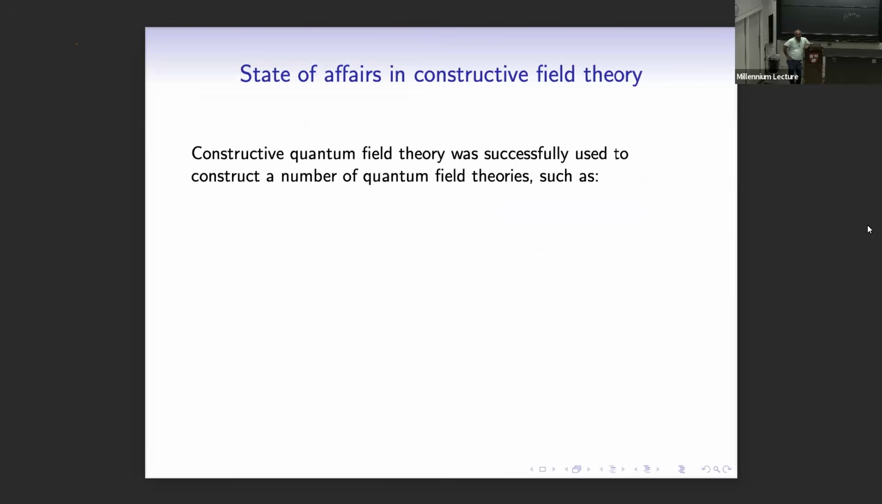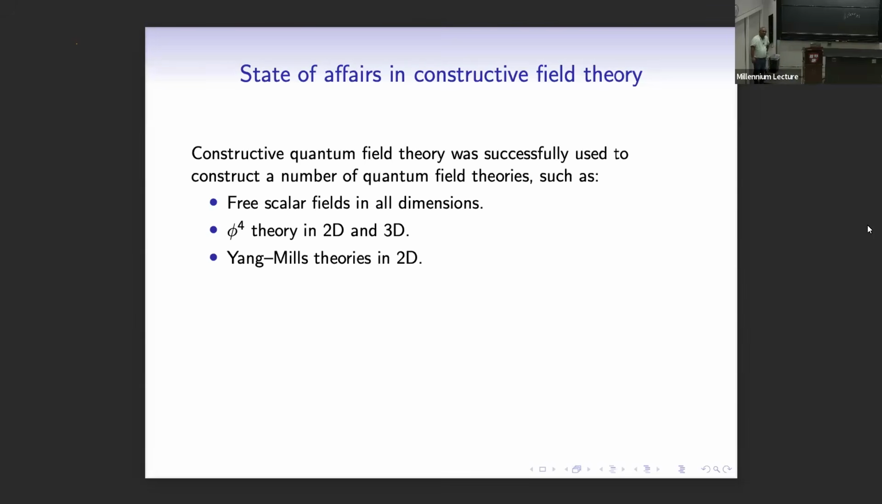So what is the state of affairs in constructive field theory? This theory was successfully used to construct a number of quantum field theories, such as the free scalar fields in all dimensions, and phi-4 theory in 2D and 3D. These were big achievements in constructive field theory. Yang-Mills theories have been constructed in dimension 2, and a lot of different people have contributed to that. And abelian Yang-Mills theories have been constructed in 2D, 3D, and 4D. Pure abelian; with the Higgs field, it becomes difficult. So I'm not going into the Higgs field at all here.